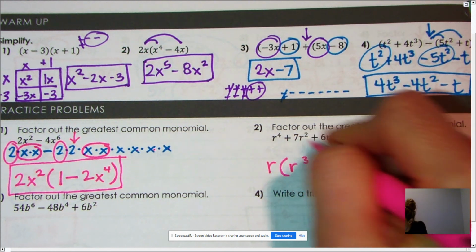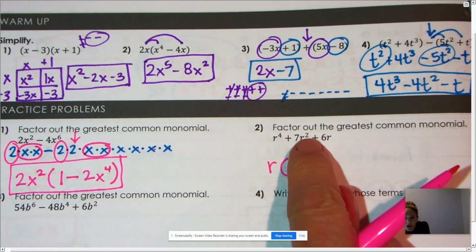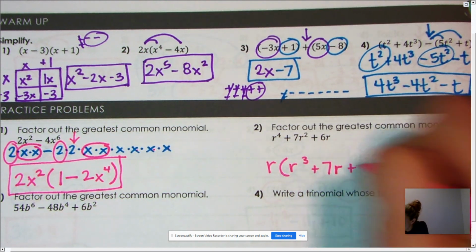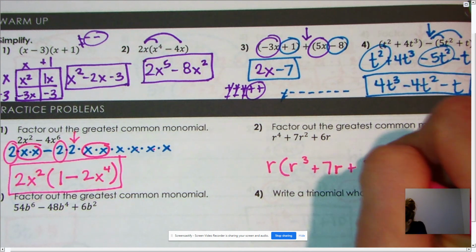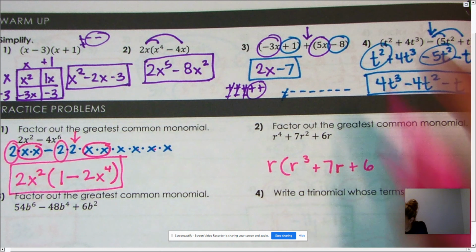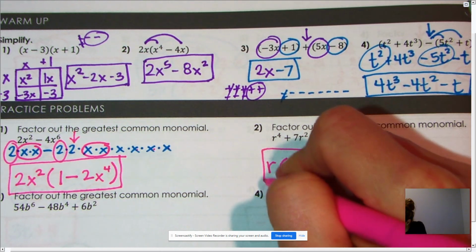If I have 7, that 7 stays there. I had 2 R's. I'm taking one of them out front. So there's going to be 1 left behind. That 6 just stays there because I'm not pulling out a number. I had 1 R and I moved it out front. So I don't have any R's left for that one. That's all I had to do on that problem.